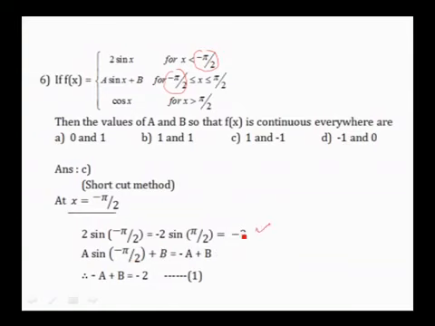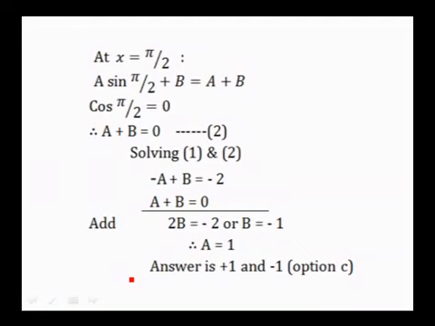These two must be the same, because he has given that f(x) is continuous. Since f(x) is continuous, these LHL and RHL must be the same. So, minus A plus B is equal to minus 2. That is equation 1. Similarly, if you take the right one, x equals pi by 2: A sin pi by 2 plus B. In the first one, it is A plus B. Cos pi by 2 in the second one is 0. These two must also be the same. A plus B must be equal to 0.